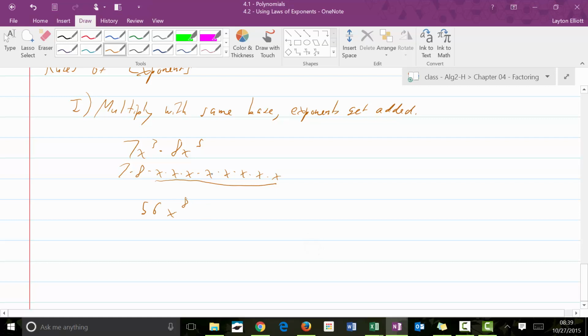Really, we simplify that process down greatly by just talking about when we multiply with the same base, we add the exponents. So I can jump directly to 56x to the 3 plus 5, or 56x to the 8th power.